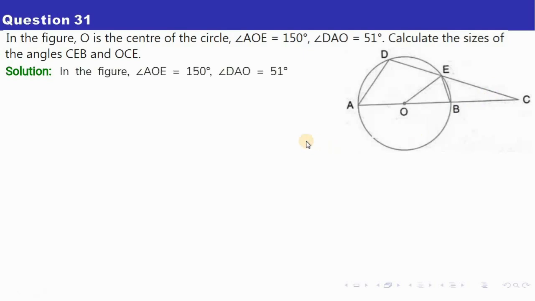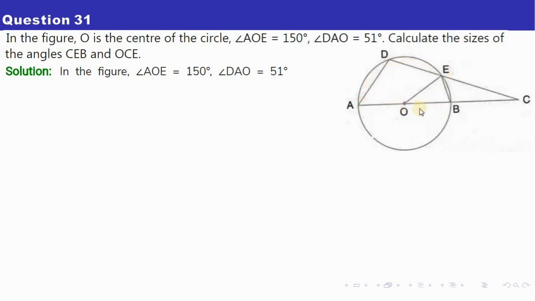In the figure it is clearly seen that these two things are given. AOE, this angle, is 150 degrees, right? And DAO is given to be 51 degrees. Now let us have a look at A, B, E and D. All of them lie on the circumference, so this has to be a cyclic quadrilateral.